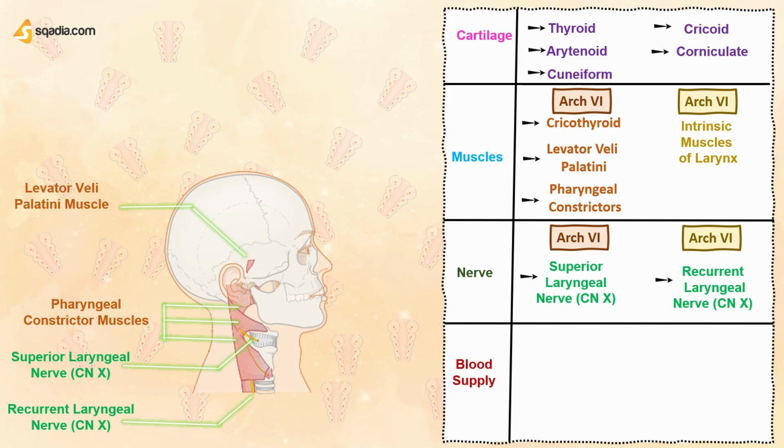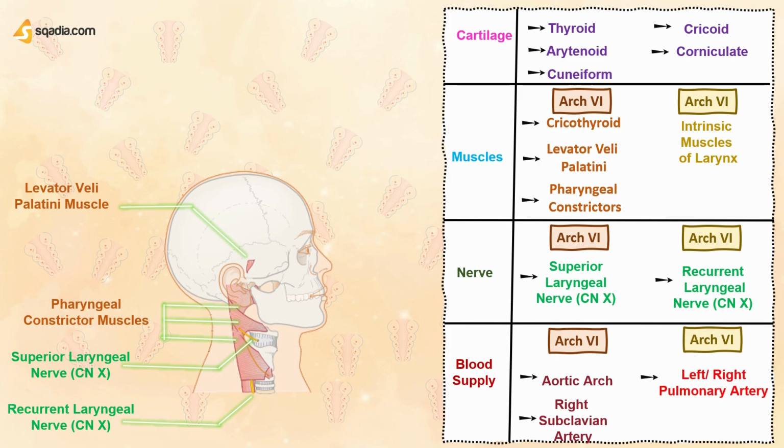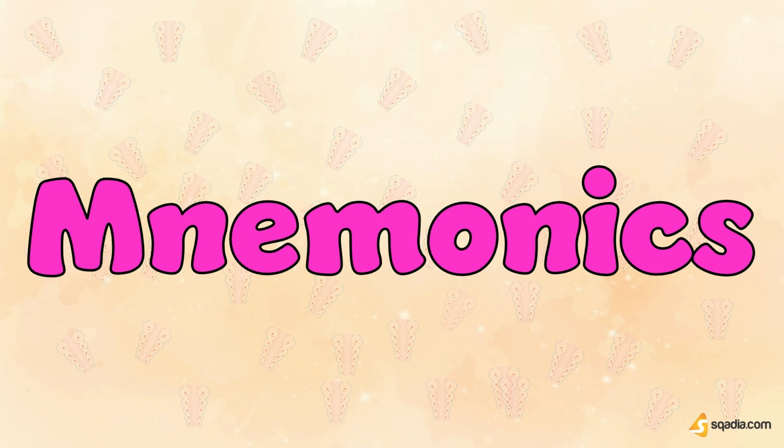Moving to the arteries or blood vessels, given rise by 4th and 6th pharyngeal arches. So, arteries or blood vessels given rise by 4th pharyngeal arch are aortic arch and right subclavian artery, and arteries or blood vessels given rise by 6th pharyngeal arch are left pulmonary artery and right pulmonary artery, and ductus arteriosus. I know, these are difficult to remember. So, let's make mnemonic to memorize them.